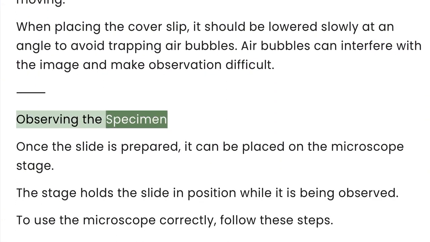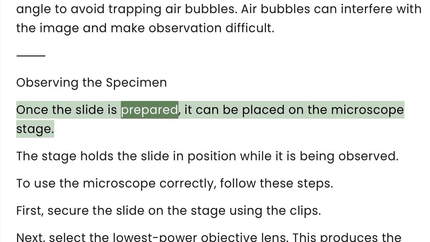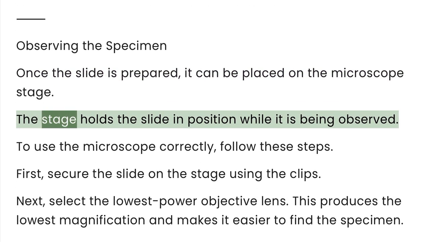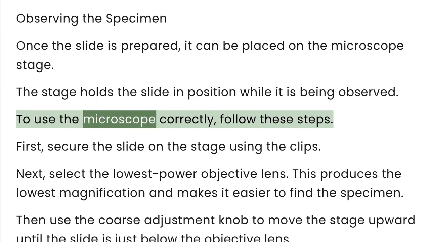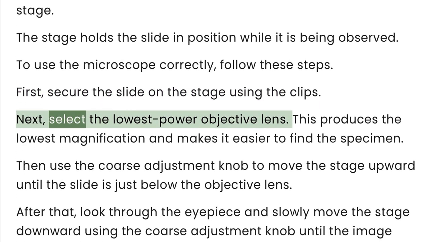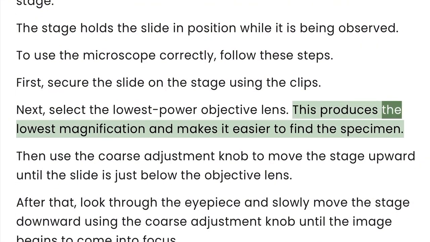Observing the specimen. Once the slide is prepared, it can be placed on the microscope stage. The stage holds the slide in position while it is being observed. To use the microscope correctly, follow these steps. First, secure the slide on the stage using the clips. Next, select the lowest power objective lens. This produces the lowest magnification and makes it easier to find the specimen.